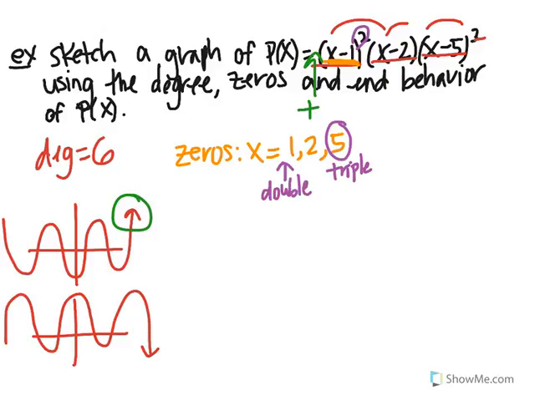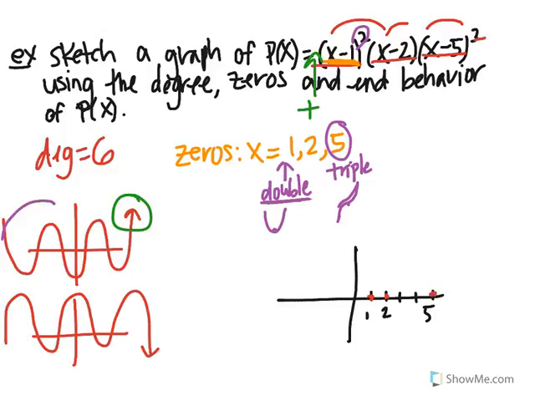Anything that's even is going to look like this at the 0, and anything that's odd is going to look like this at the 0. So then I'm going to make my sketch now. I'm going to mark down my x-intercepts or my zeros, 1, 2, 3, 4, and 5. And then I'm going to put my little marks on it because this is where it's going to cross, 1, 2, and 5. And then I have to make it look something similar to this. It's got to have 5 directions.